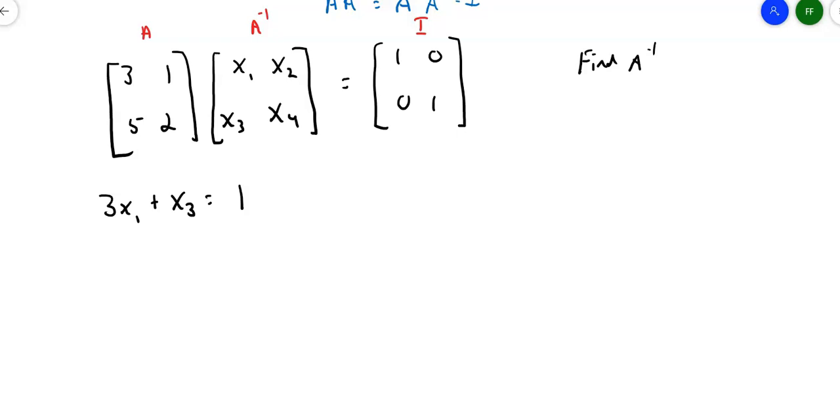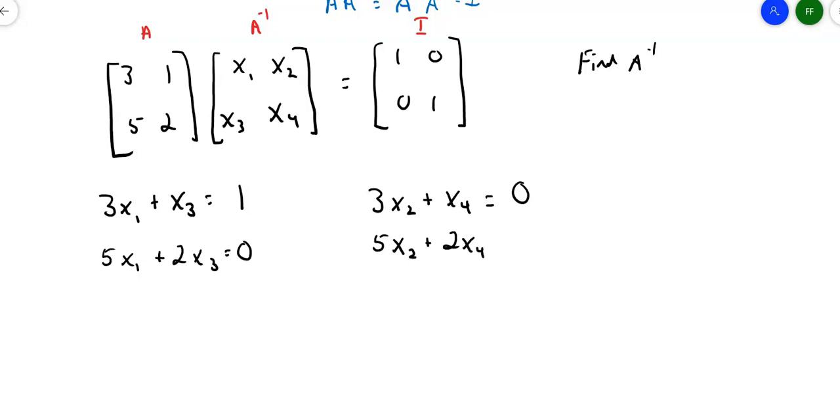All right. Now let's do row 1 by column 2. When I do that, I'm going to get 3x sub 2 plus x sub 4 equals 0, because that's what's in row 1, column 2. All right, let's do the second row. I'm going to put the second one under here. 5 times x sub 1 plus 2 times x sub 3 equals 0. And down here, when I do row 2, column 2, I'll get 5 times x sub 2 plus 2 times x sub 4 is equal to 1.